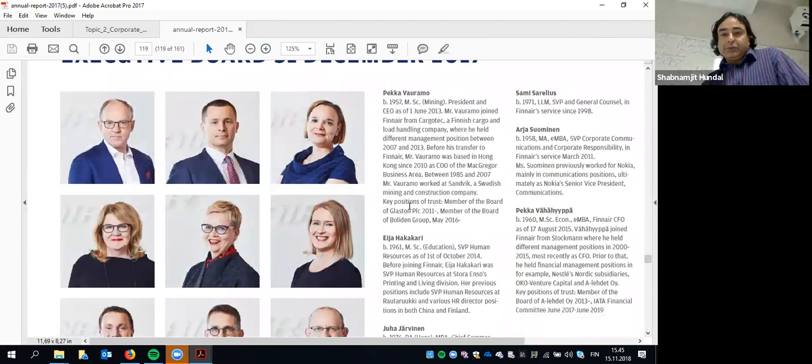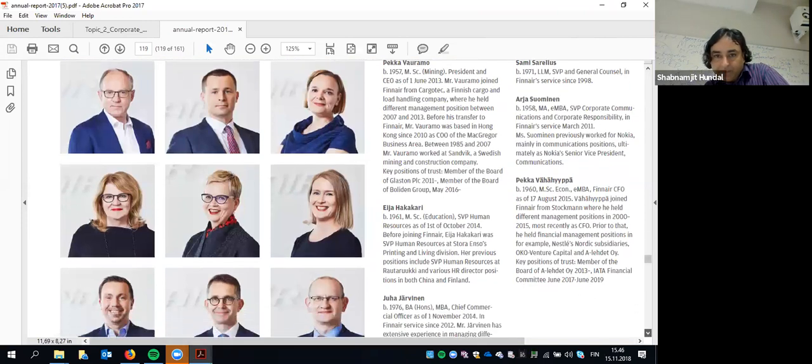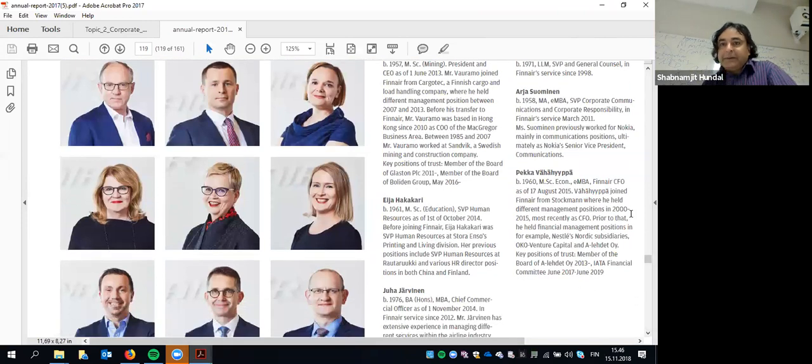And also the key positions of trust. The key position of trust is what else he is doing other than being CEO of Finnair. Well, he is also a member of the board of National PLC, a British company. I don't know what his board is doing, but he's also involved with other companies. So these are the people who run the company.